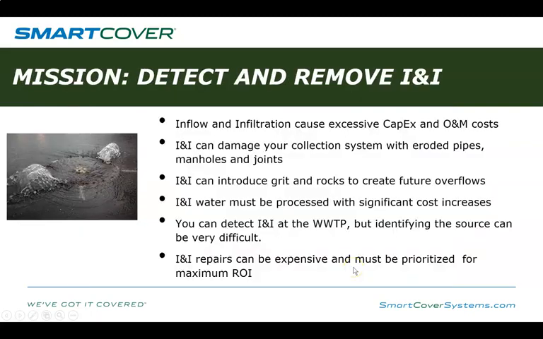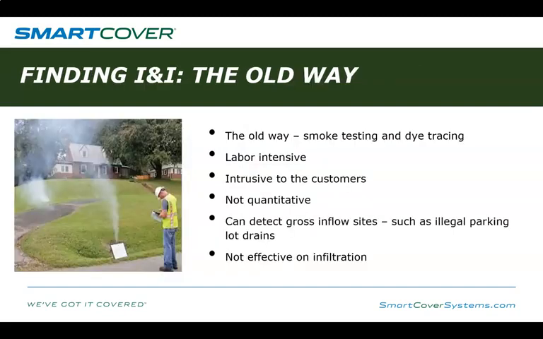The mission is to detect and remove I&I. I'm not going to read all this, I'm just going to give you an overview. These cause excessive costs. It can damage your collection system with eroded pipes, brings grit and rocks into the pipes that can create future overflows. It causes processing costs to increase. And you can detect I&I at the wastewater treatment plant, but identifying the source can be very difficult because I&I repairs can be expensive and must be prioritized for maximum return on investment.